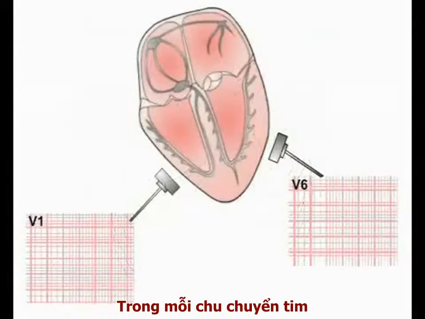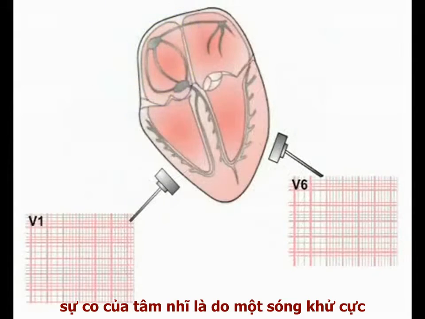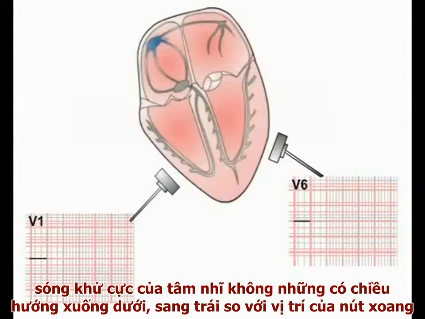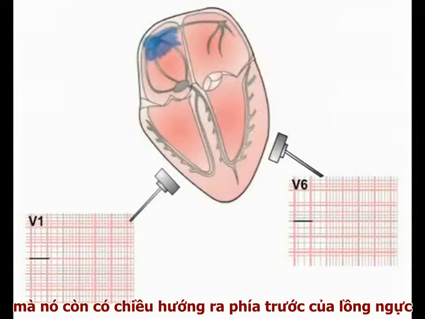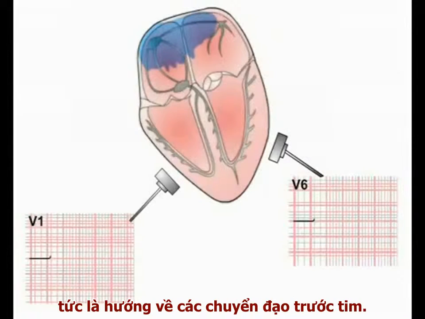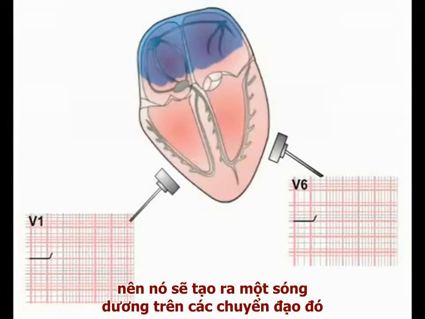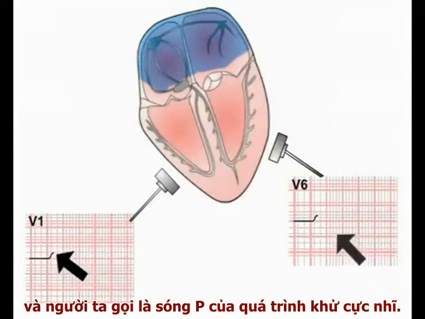During each cardiac cycle, atrial contraction is associated with a wave of depolarization spreading over the chambers. As the atria sit at the back of the chest cavity, this wave of depolarization is not only spreading downwards and towards the left from the SA node, but also outwards toward the front of the chest and therefore towards the chest leads. As this depolarizing current is moving towards the leads, it produces a positive deflection on the ECG paper. This is the P wave of atrial depolarization.